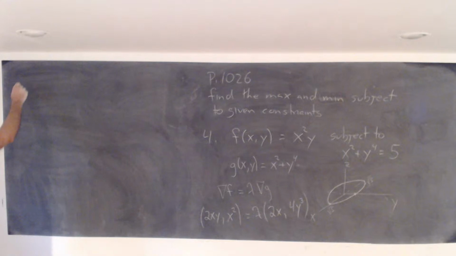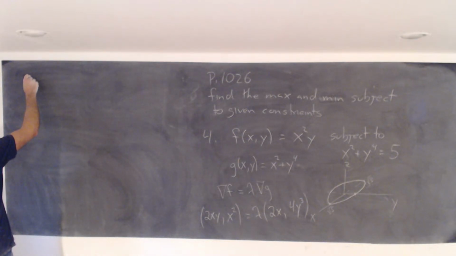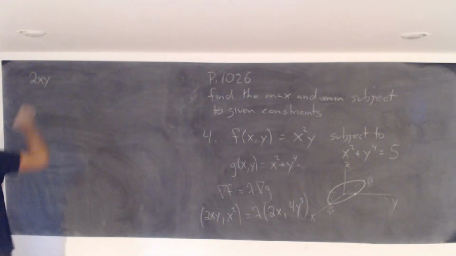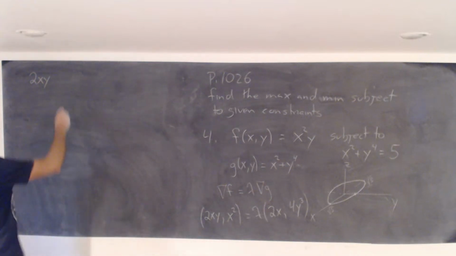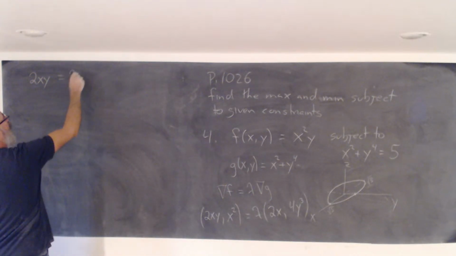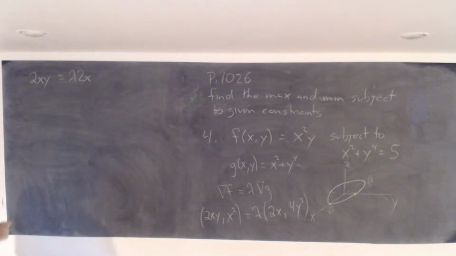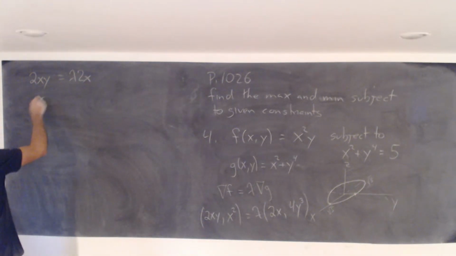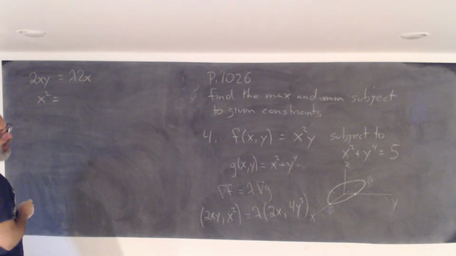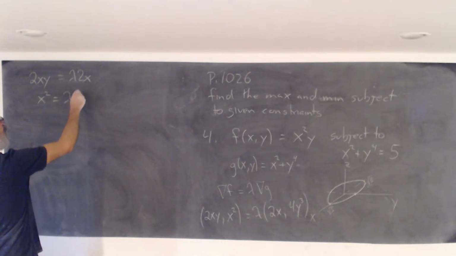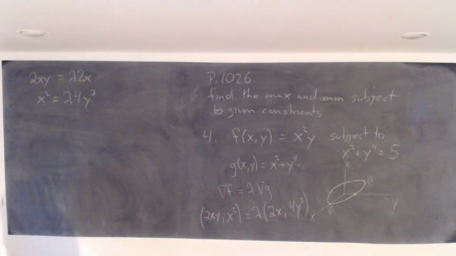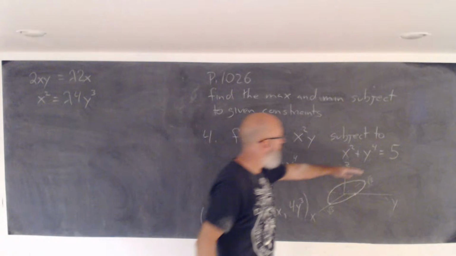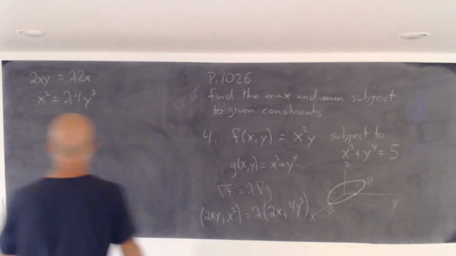So what do we need? We need 2xy to be lambda 2x, and x squared to be lambda 4y cubed, along with this last condition.